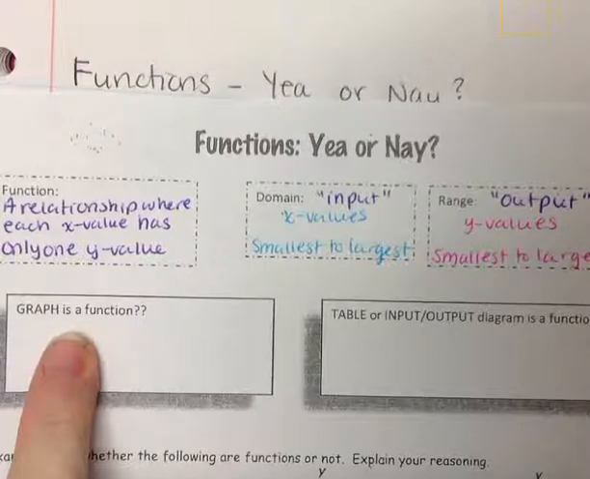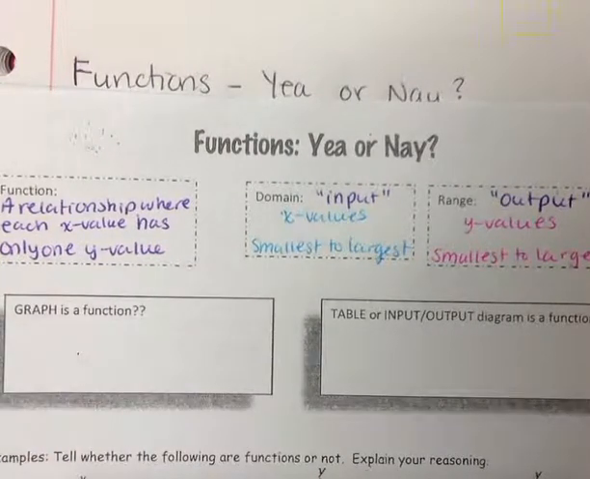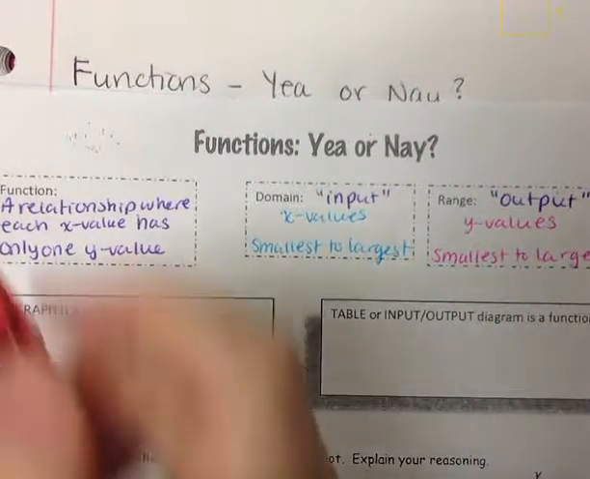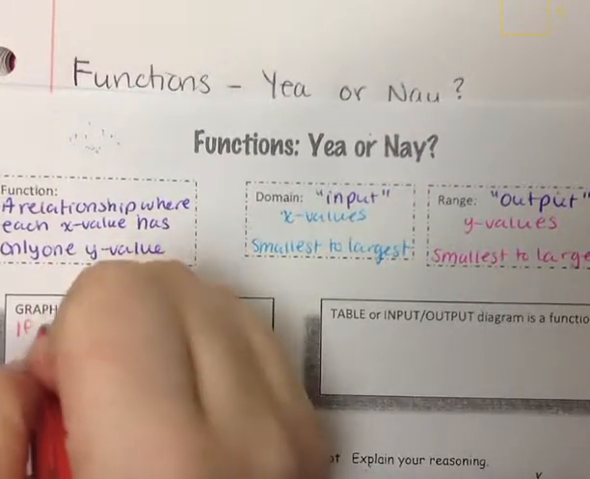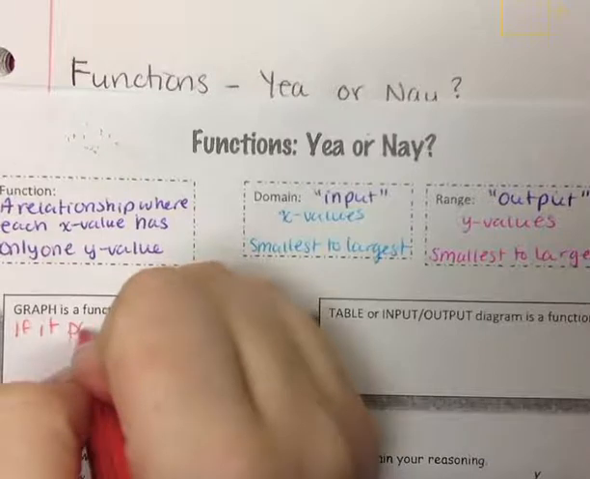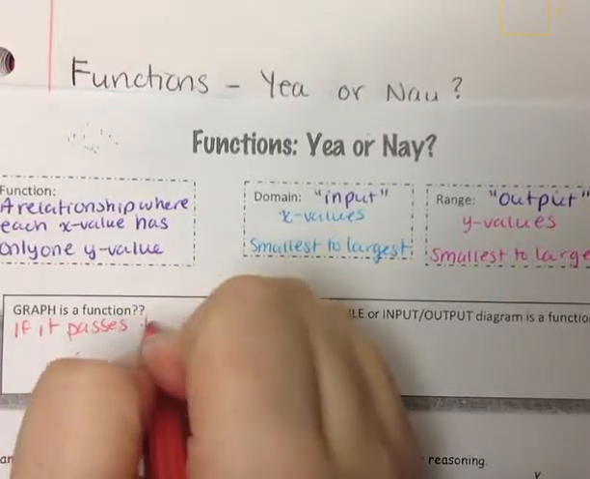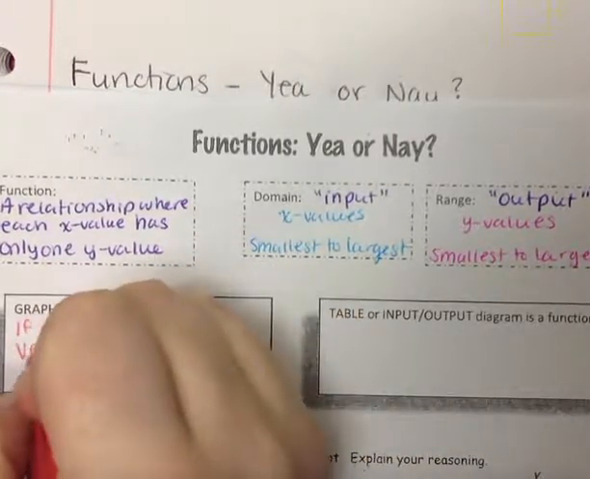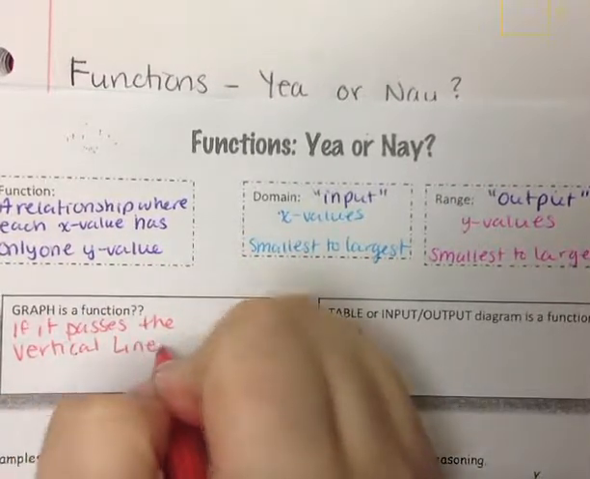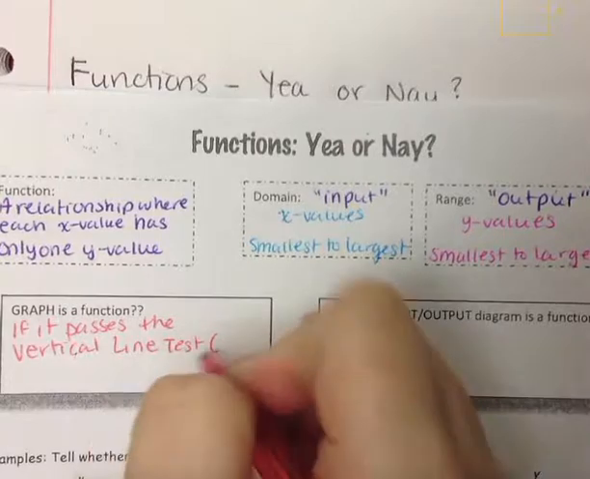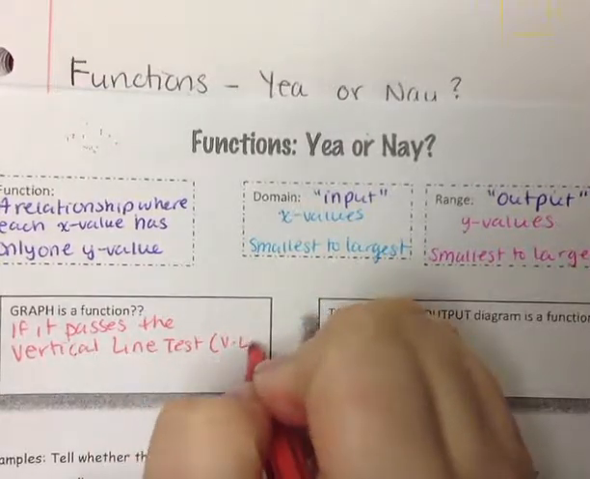So how do you determine if a graph is a function? To determine if a graph is a function, we look to see if it passes the vertical line test, also known as the VLT.